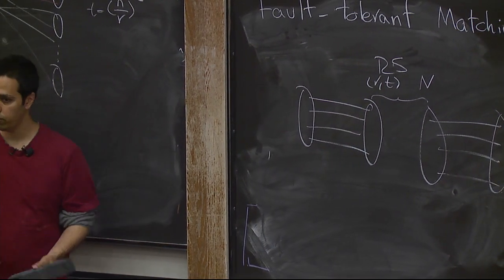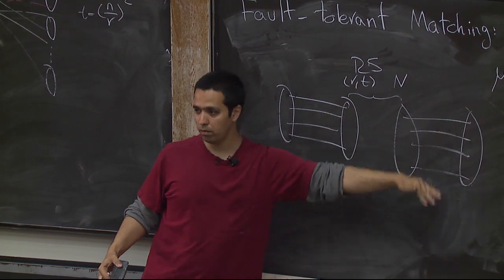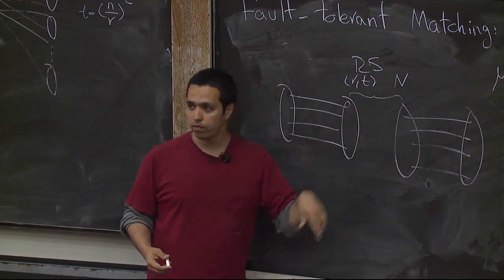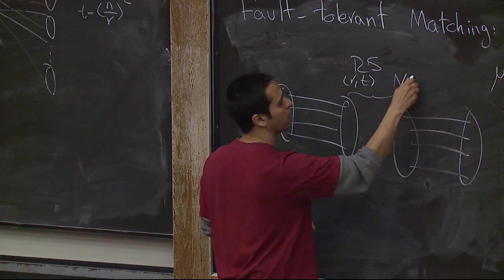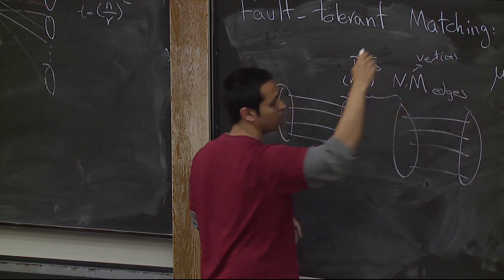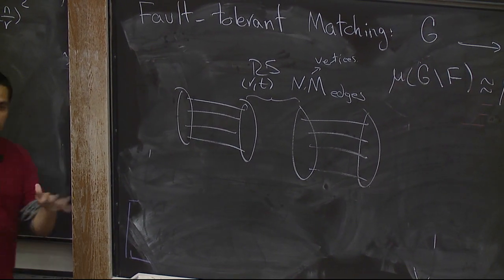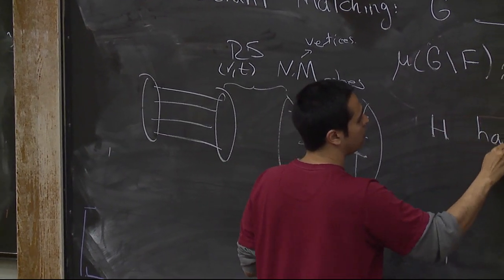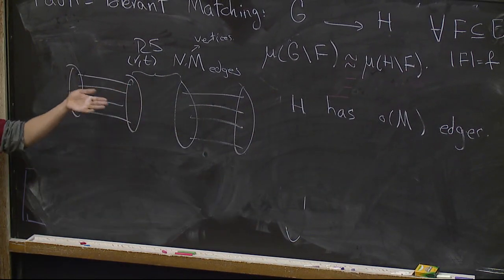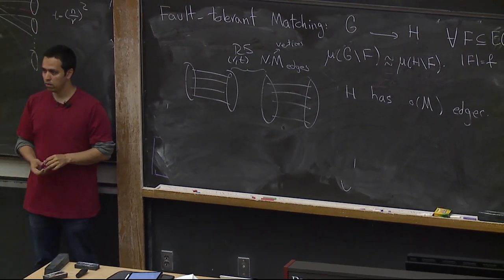Suppose this is your input graph. There is an RS graph sitting in the middle, and then there is this part and this part, and these two are matchings. Let's say this RS graph has capital M edges. You have this graph and you are picking H. H has to be a bit sparser, so for now let's just say that H has small o of M edges. You did something non-trivial here: there were capital M edges, and you managed to sparsify just a bit to get small o of M edges.